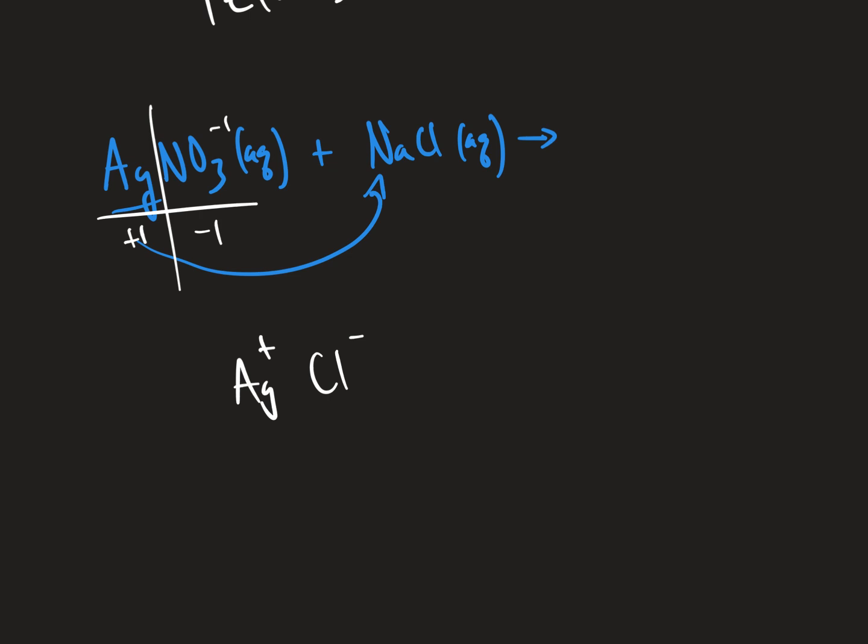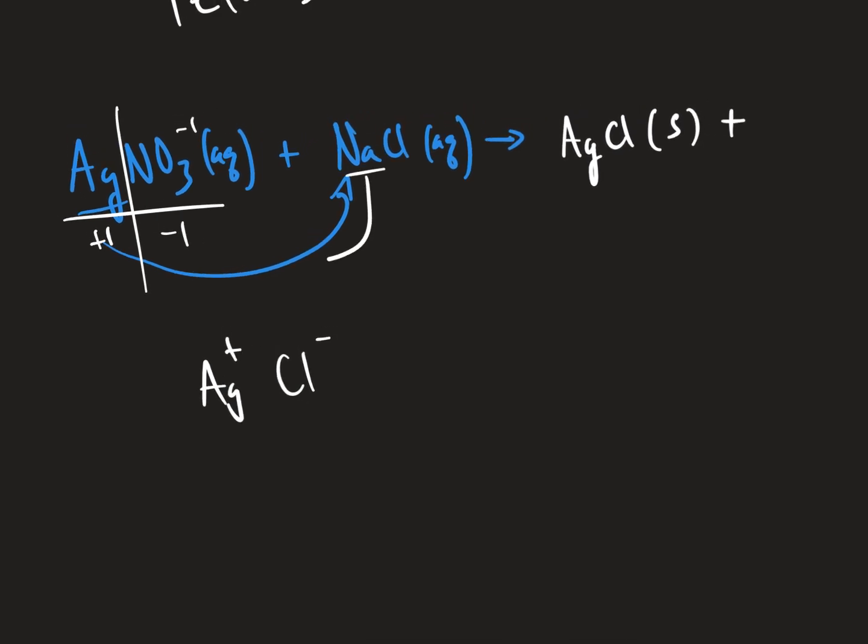So cross the charges, it's a 1-to-1 ratio. So what is it? AgCl, right? Is that going to be soluble or insoluble? It's going to be insoluble. Insoluble, that means we put what in parentheses? An S for solid. If it's soluble, that means it dissolves in water, that means it's aqueous. Good?